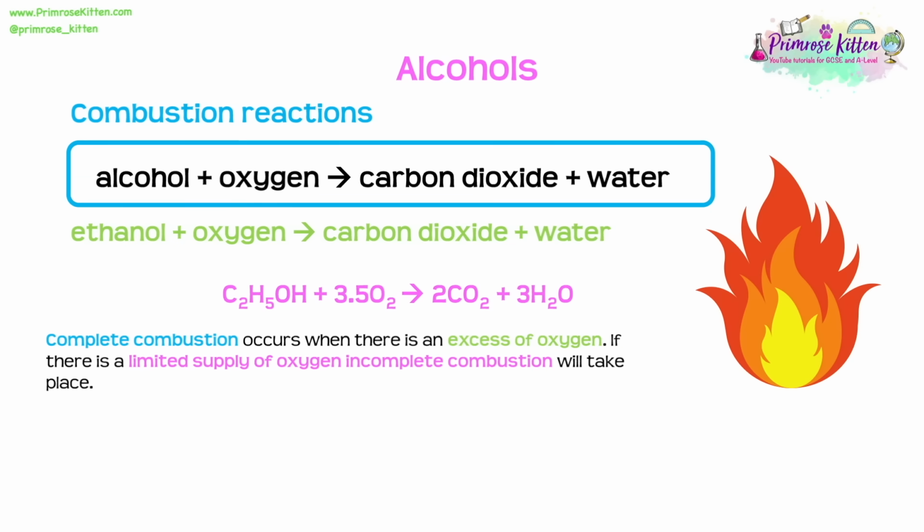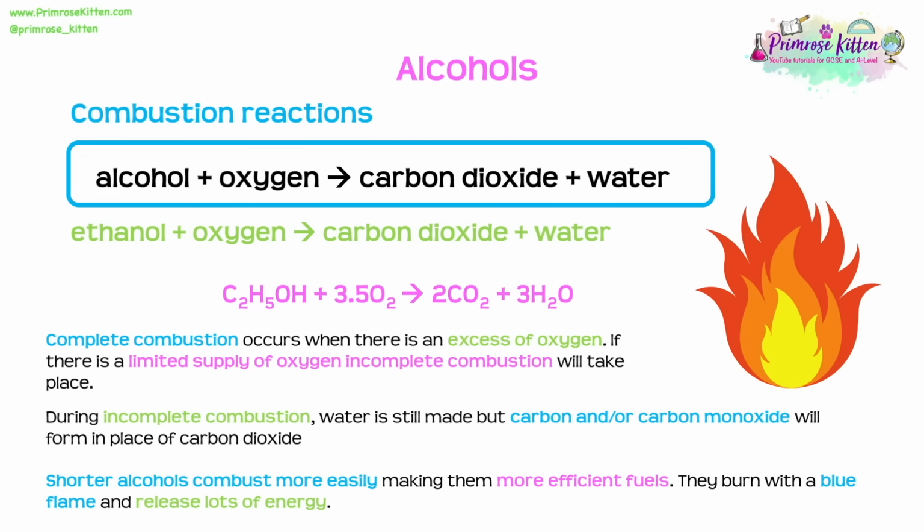Now, complete combustion occurs when we have an excess of oxygen. If we have a limited supply of oxygen, then incomplete combustion will take place instead. During incomplete combustion, we still make our water, but carbon or carbon monoxide will get made instead of that carbon dioxide. We need to know that shorter alcohols will combust more easily, and this makes them more efficient fuels. Now, shorter alcohols will combust with a blue flame and will release lots of energy.